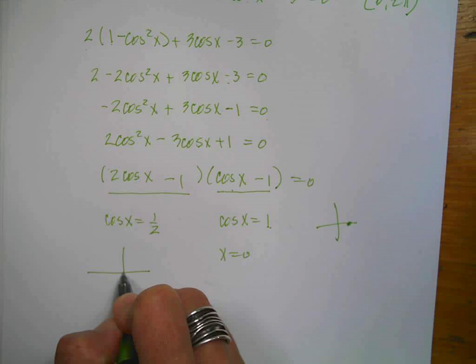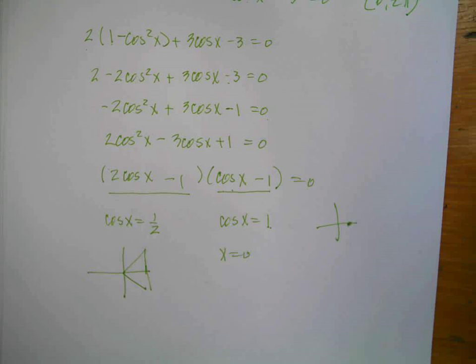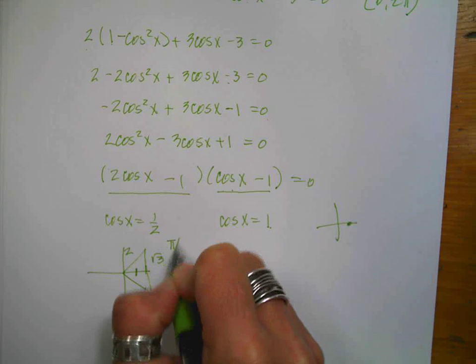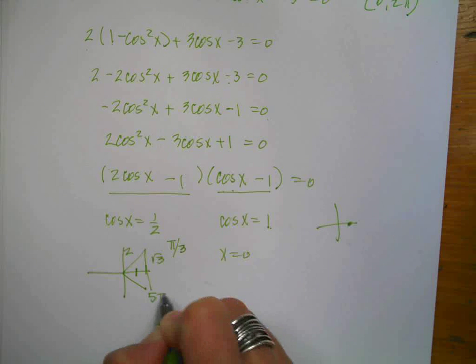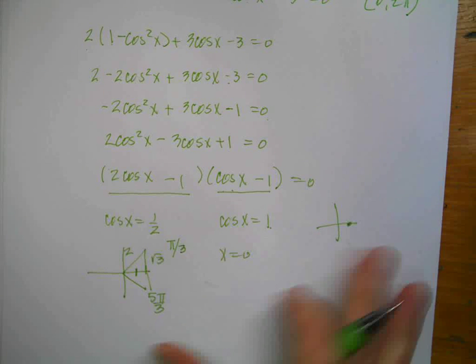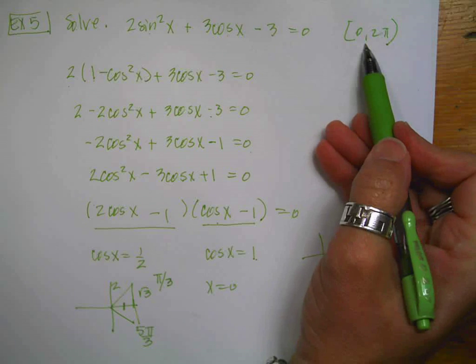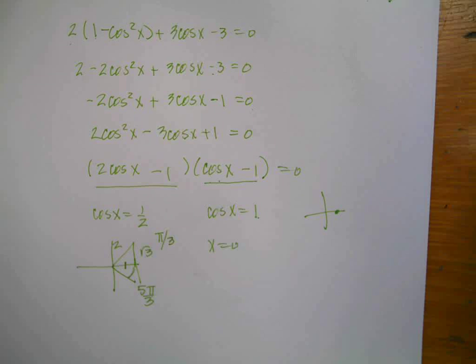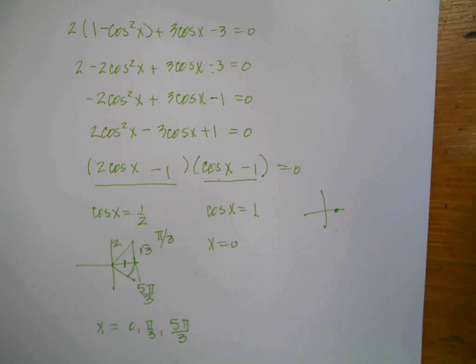Cosine is a half. Cosine is positive in the first and fourth quadrants. So if this is 1, this is 2, this would be radical 3. This is pi over 3 and 5 pi over 3. Just to mention this, we're giving one positive rotation, which is why I'm not considering the negative rotation. So my solutions are x is equal to 0, pi over 3, and 5 pi over 3. Alrighty. One more example, and then we're done.